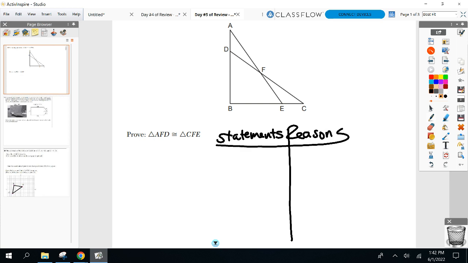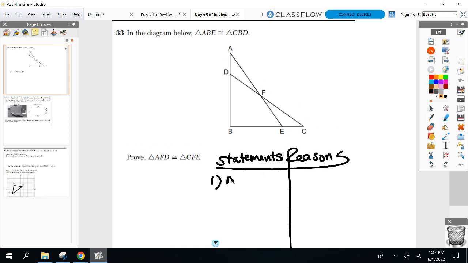Now, look, also remind yourself, what part is this in? Is this a part 2 or a part 3 question? Part 3. So it's probably going to be more than 2-3 steps. We're going to have to put some work into it. So I know 2 triangles are congruent: triangle ABE congruent to triangle CBD.